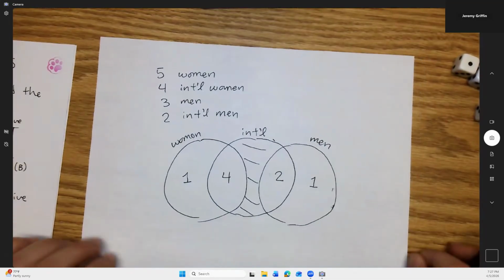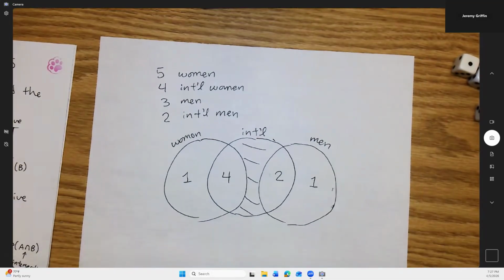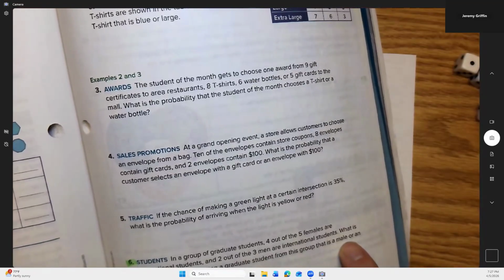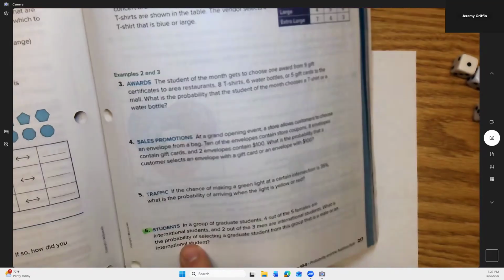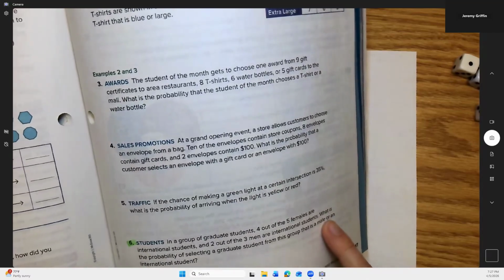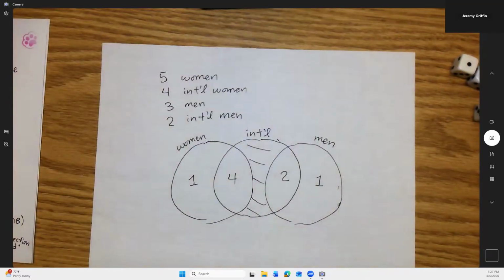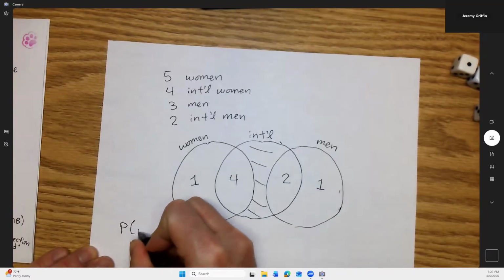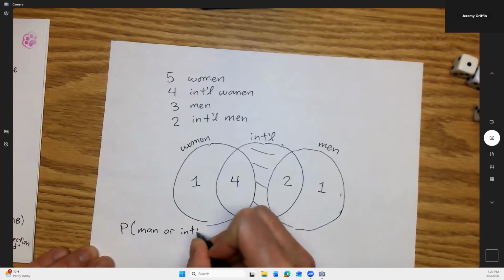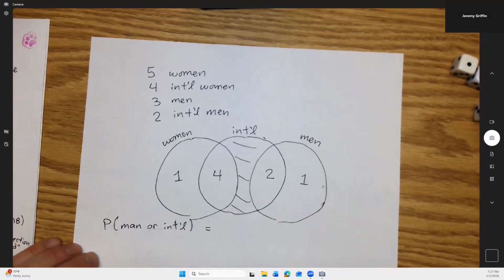All right. What was the question again? It said, what was the probability of selecting a graduate student from this group that is male or international? Male, that word right there, or, is key because if they said and, that would be a totally different answer. Maybe I'll do both of them here for you guys. So probability of man or international equals, right.